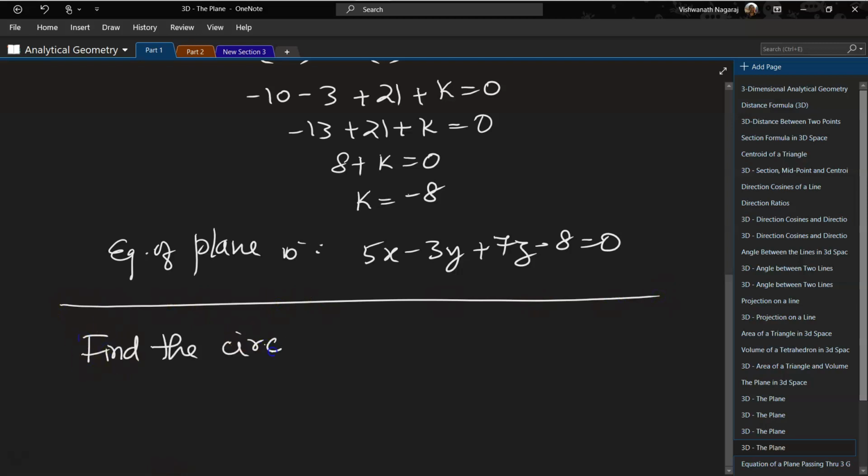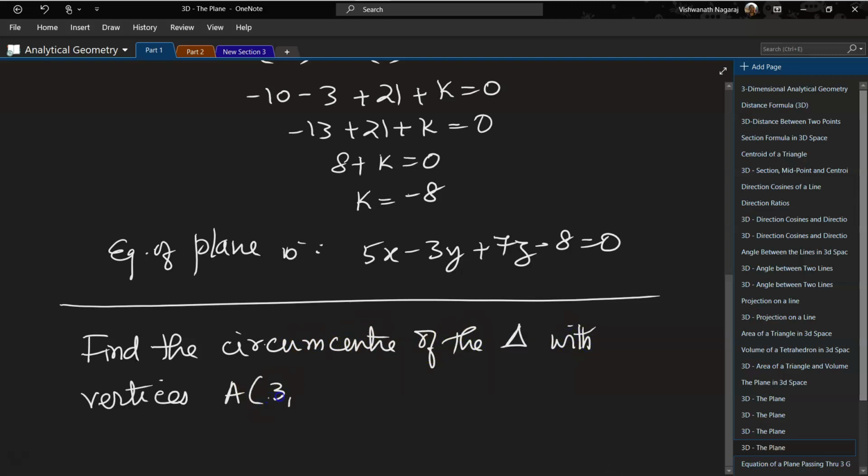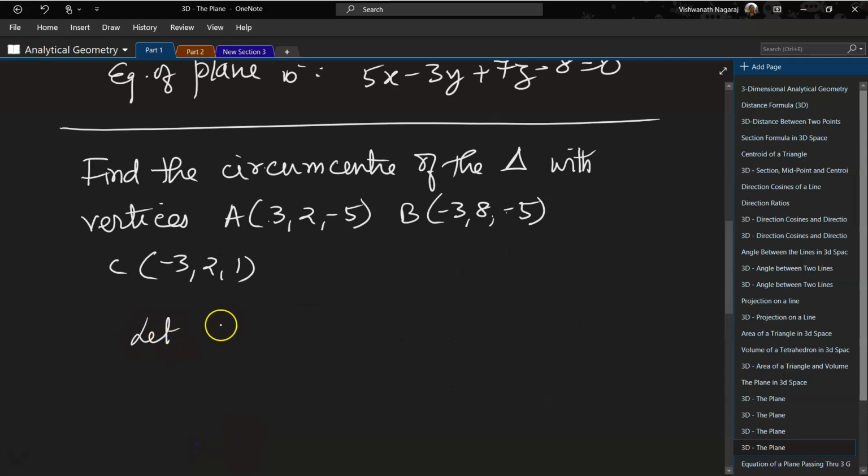Find the circumcenter of the triangle with vertices A (3, 2, -5), B (-3, 8, -5), and C (-3, 2, 1). So again, let the circumcenter be S equal to (x1, y1, z1).